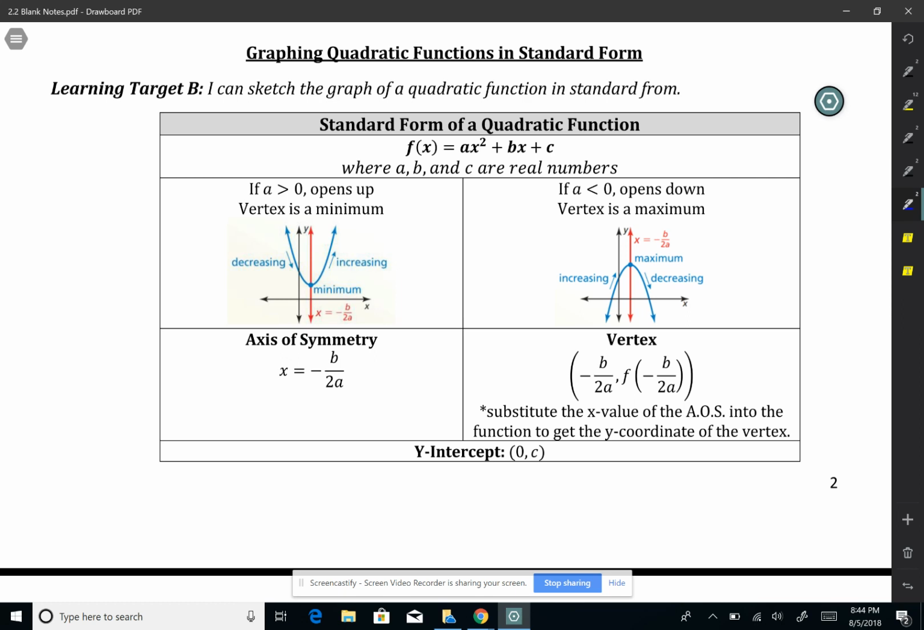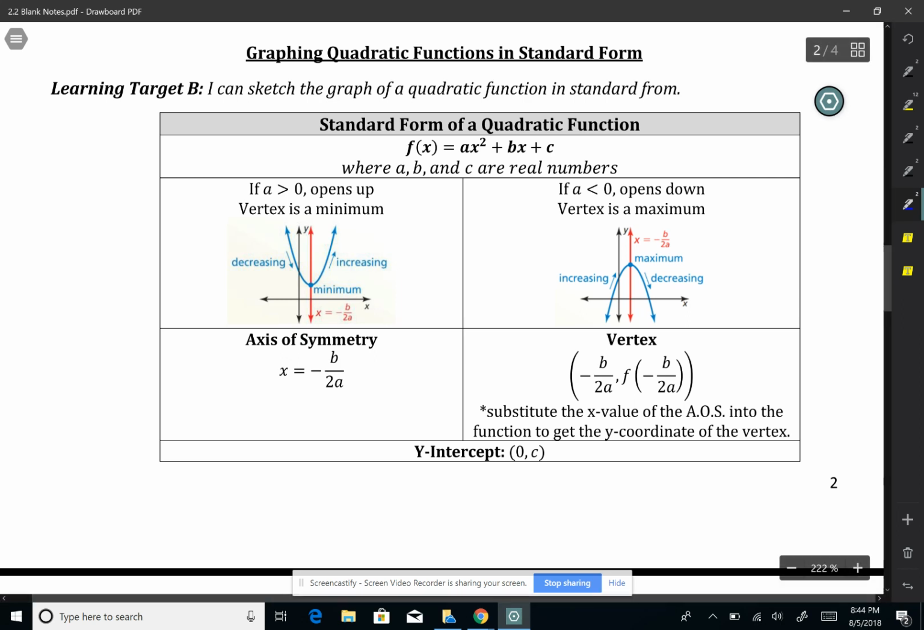Now today during class we graphed quadratic functions in vertex form, which we could use transformations and translations to help us find the vertex and axis of symmetry. Unfortunately, when an equation is in standard form, it's much more difficult just to tell what's happened to the graph based on the equation. Luckily, we do have some formulas that help us find key characteristics. Okay, so your learning target is I can sketch the graph of a quadratic function in standard form.